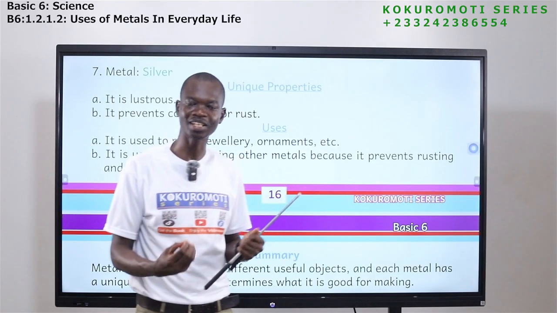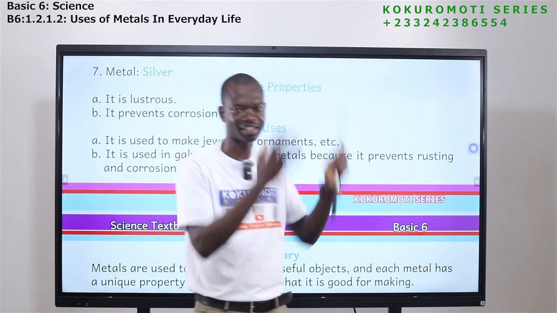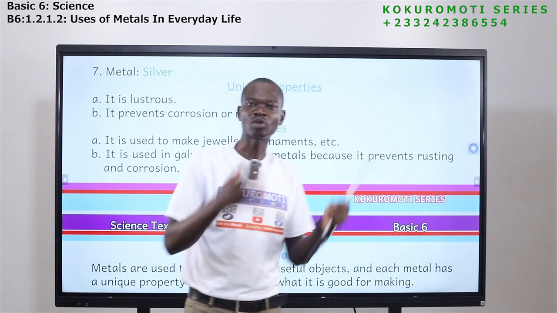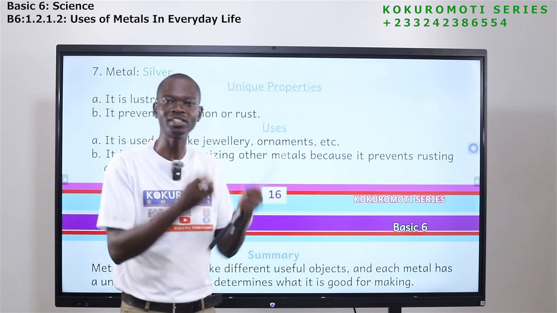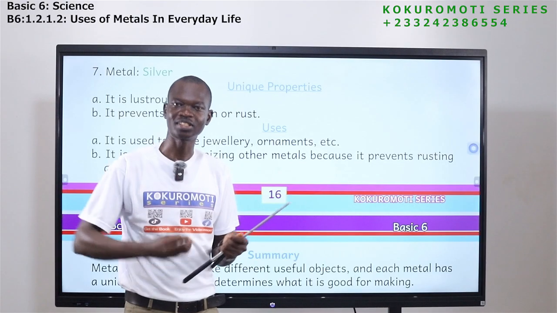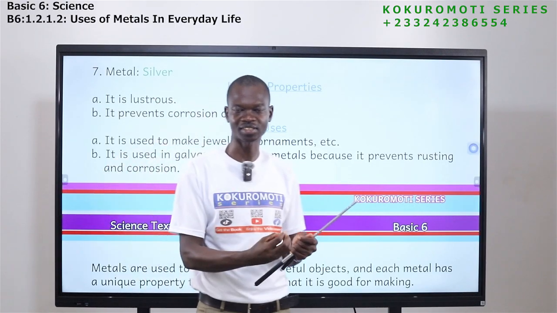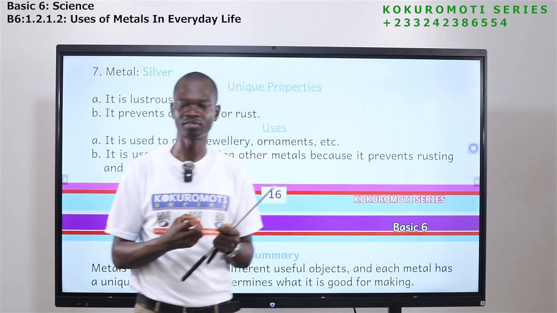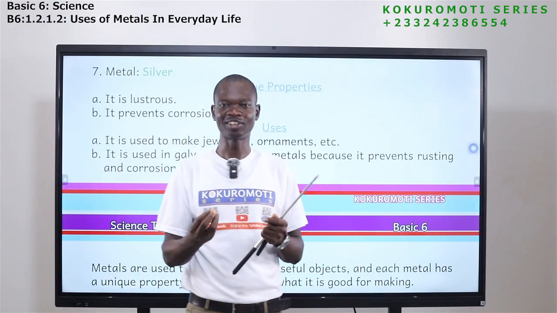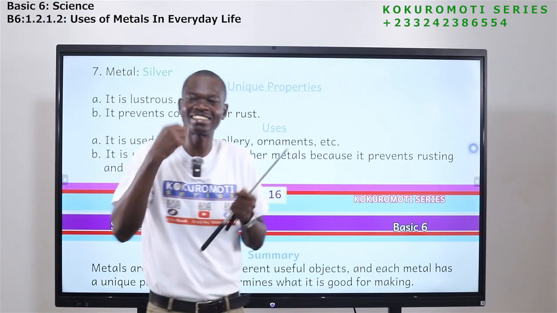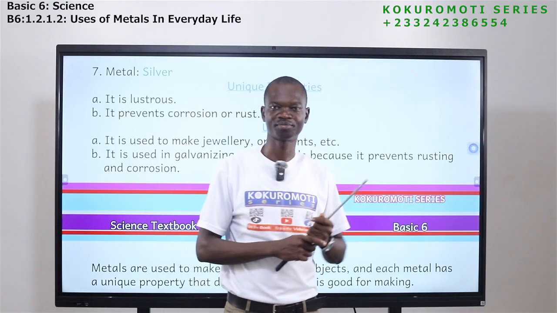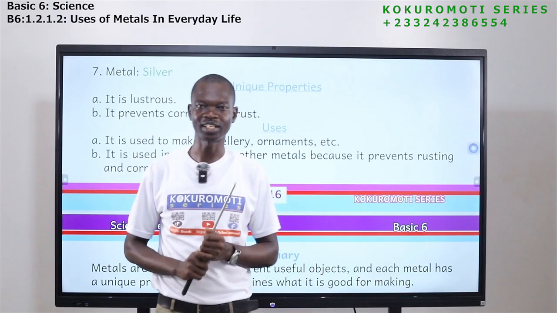That is why we use aluminium to build aircrafts, because of its properties. That is why we use gold to make jewelry, prestigious awards, and trophies, because it has that shiny surface. It is very beautiful. So the unique property of the metal determines what it should be used for. So that is what we have learned today.